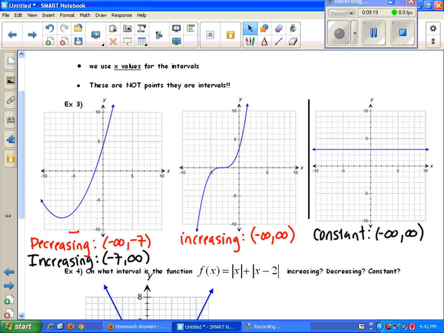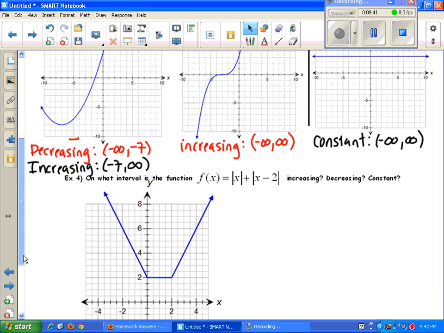So again, the key is to remember you're always using your x values for increasing, decreasing, or constant, and that when you're going from decreasing to increasing or vice versa, you always use parentheses. For constant, you would normally use brackets to include the point. However, whenever we're working with infinity, we know that we use parentheses because we're not really including the point.